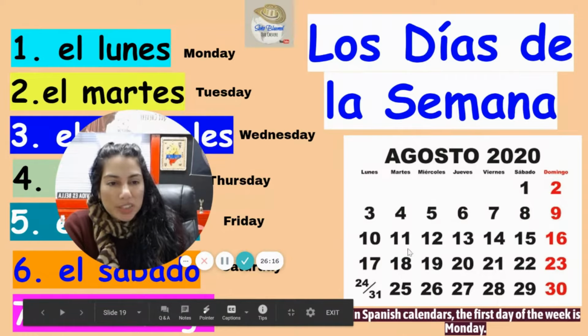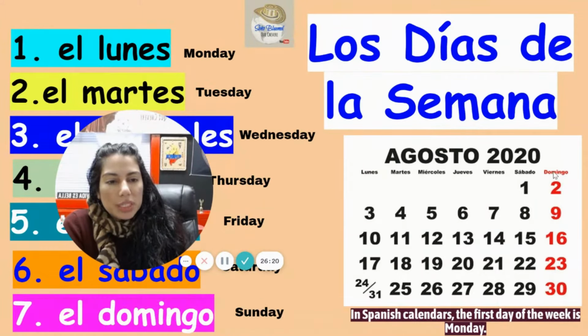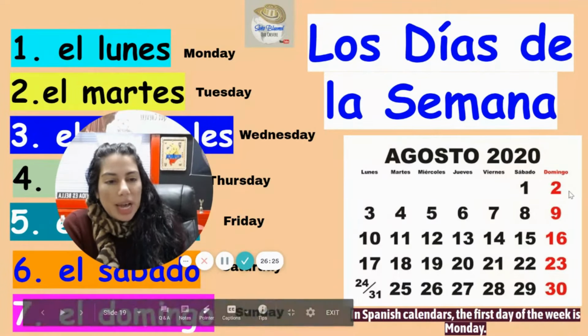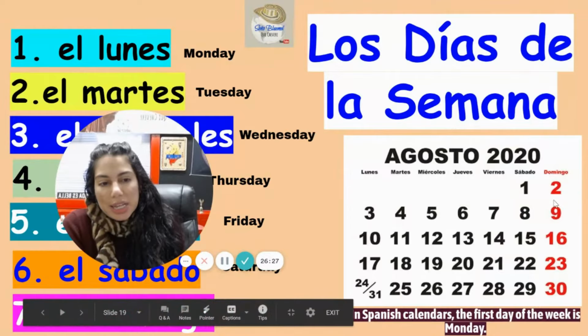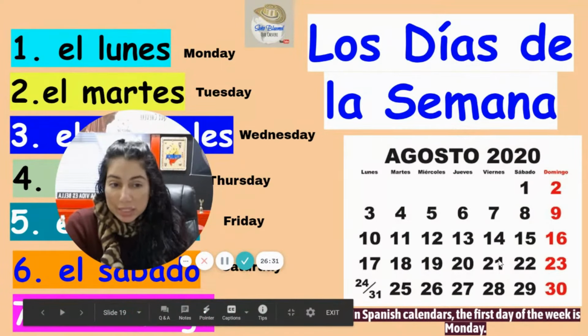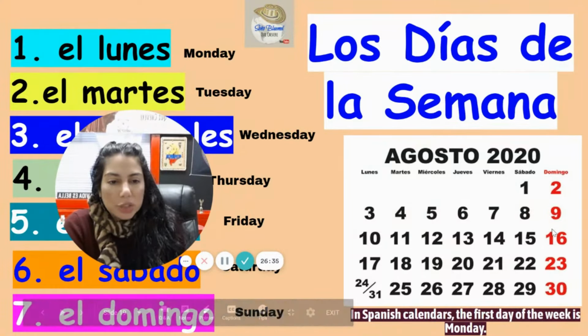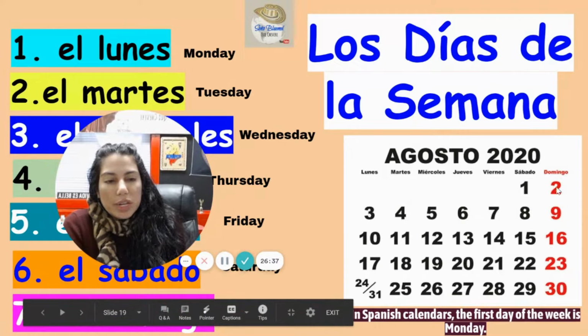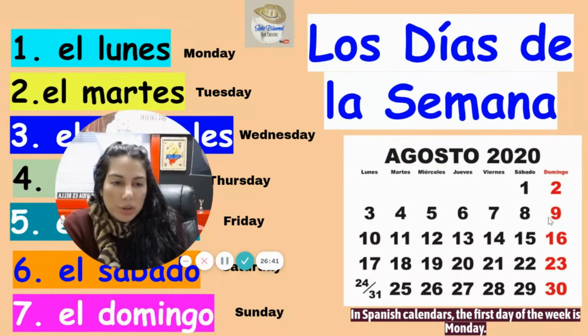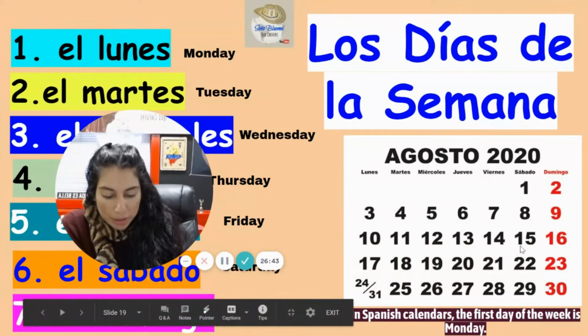But los días de la semana in Spanish calendars, the first day of the week is Monday. So this is a Spanish calendar that you would see, and you would see usually domingo at the end like this, and it'll be in red, and that is the last day of the week for us. So we always say the first day is lunes and the last day is domingo. And usually we say that's festivo, like a day where there's no work or school, the same with sábado.